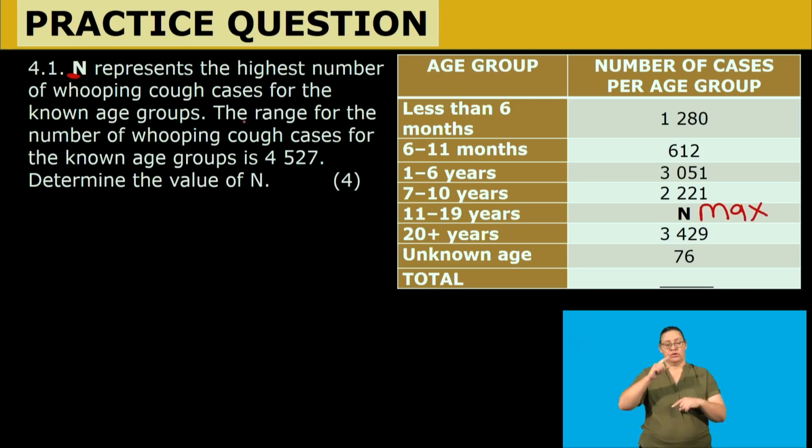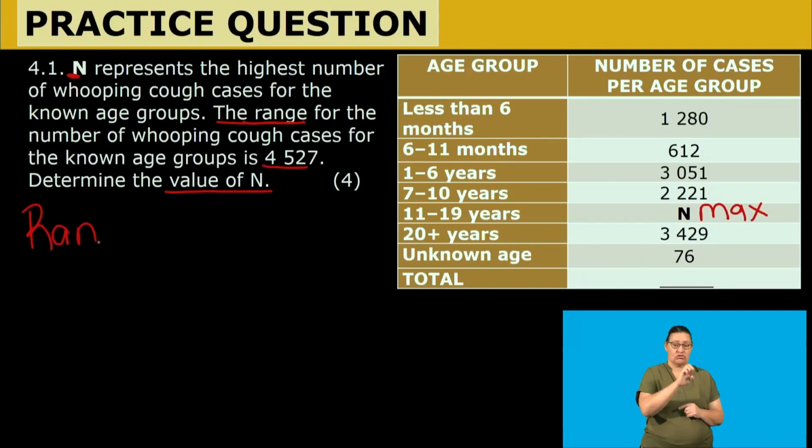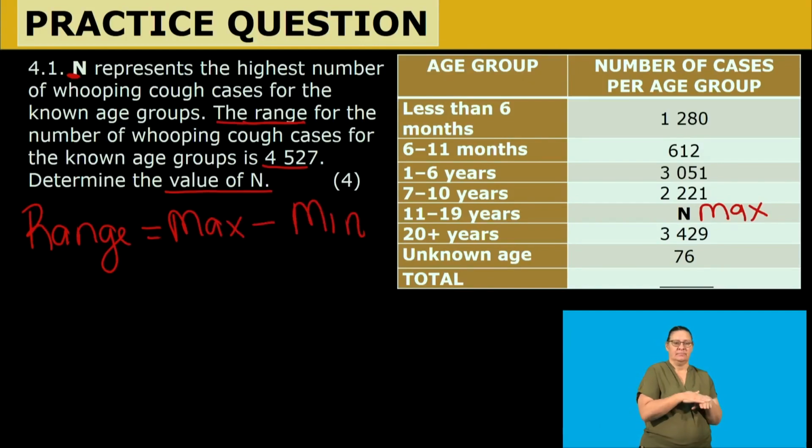The range for the number of whooping cough cases for the known age group is 4,527. Determine the value of N. The fact that they speak about the range, it means they want you to use the concept of range to answer this question. And what do you know about the range? You know that range is equals to maximum minus the minimum. So they gave you the value of the range. They say the range for this is 4,527.